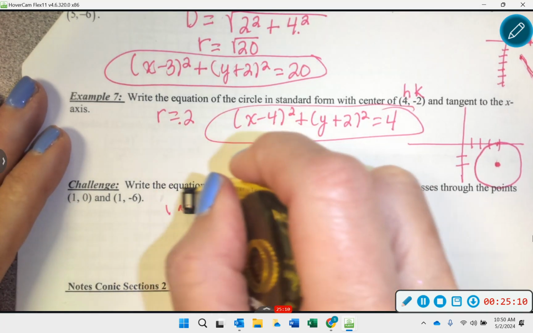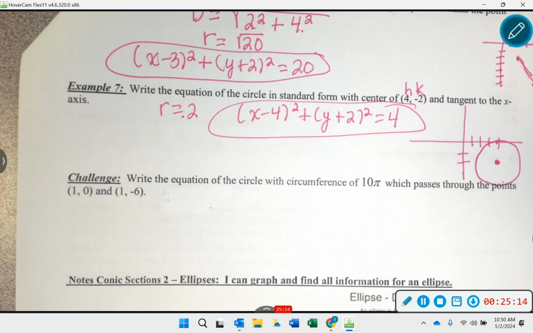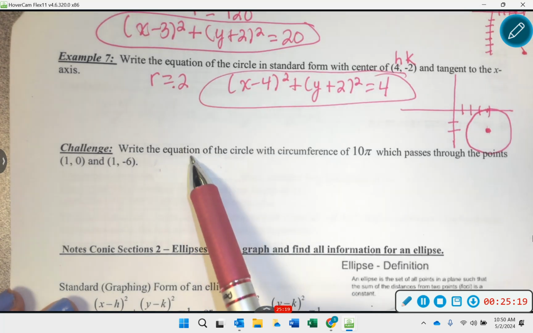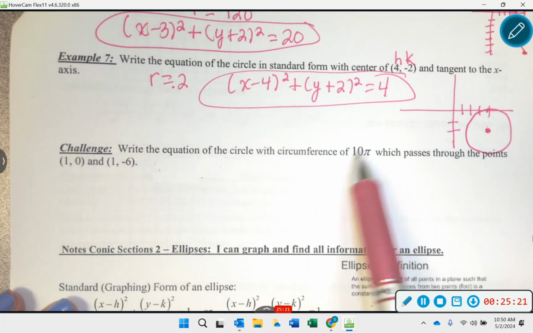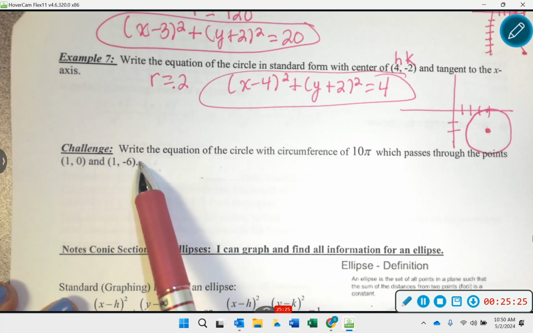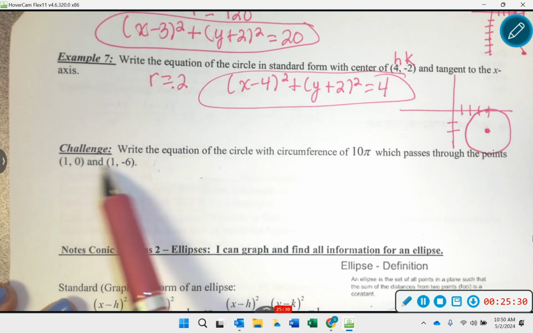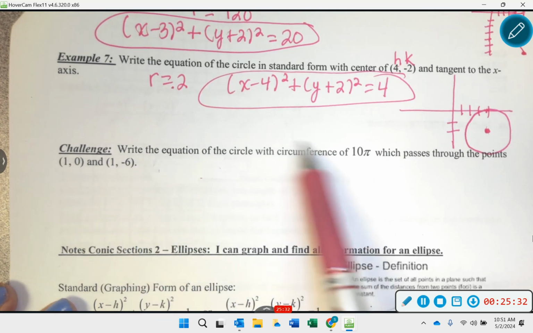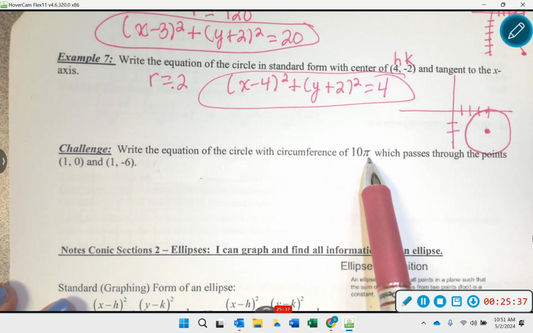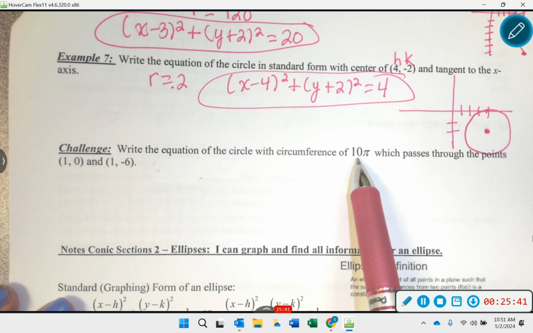Okay. The next problem we're not going to even do, I'm leaving this up to you. This is a challenge problem. There are actually 2 possible equations that will work for this, okay? And it is not as easy as you think. Most people think that all they have to do is find the middle of these points to find the center, but that's not true. Because what's the radius of the circle if I know the circumference is 10 pi? Well, just 5 would be the radius.